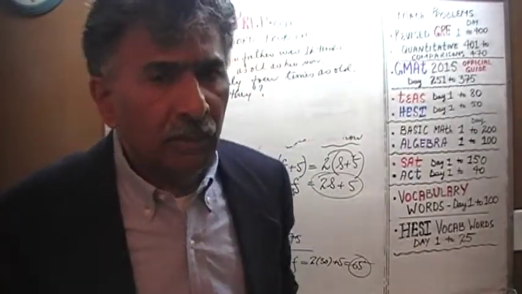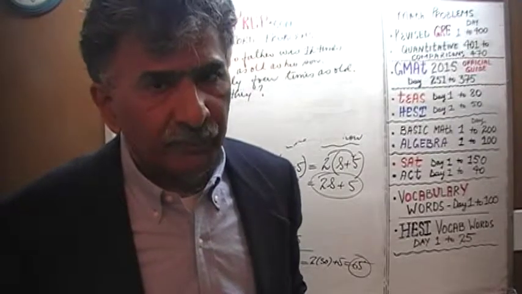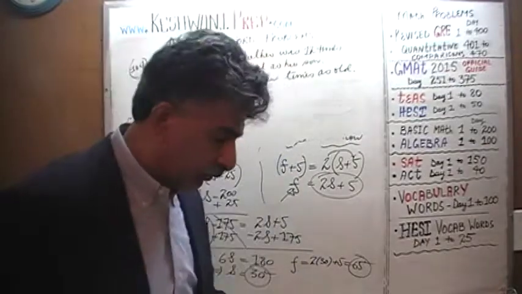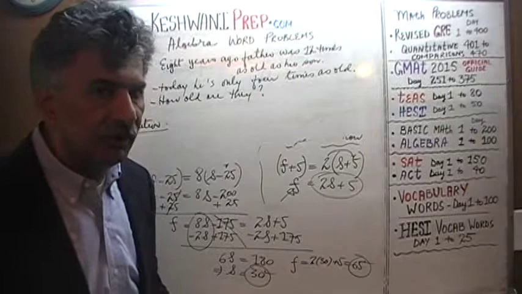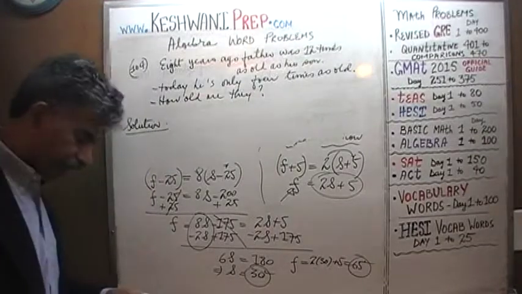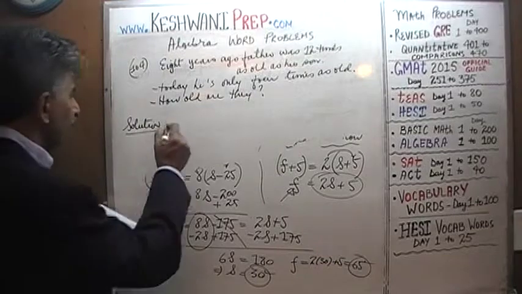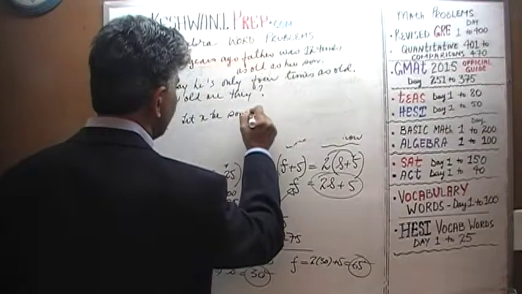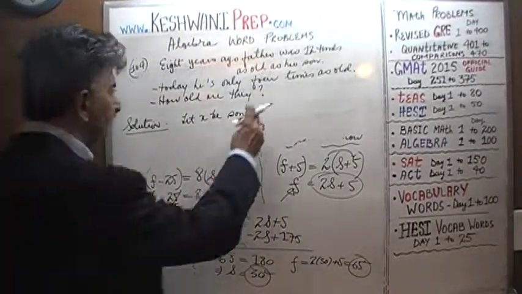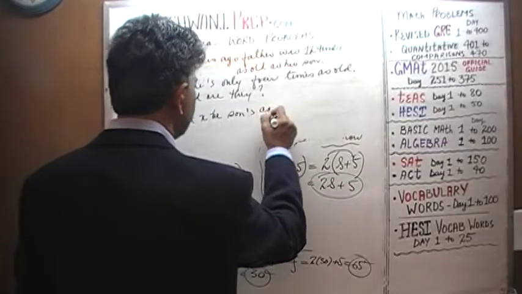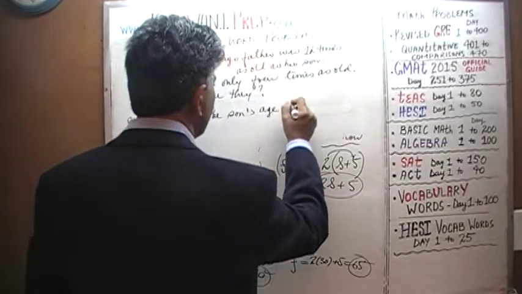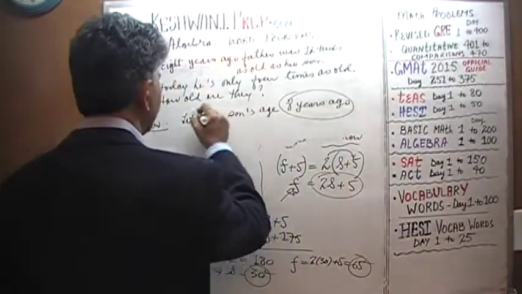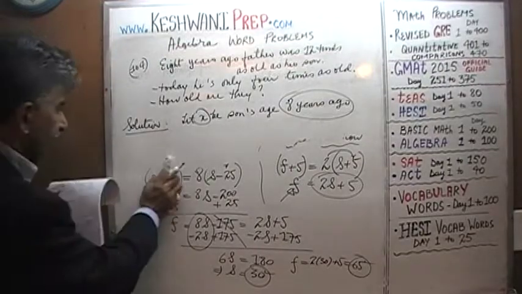Just to make things interesting, to show you how setting up differently has a different outcome, the equations look a little bit different. I'm going to show you here where we're going to use variables not from the current time period, but from 8 years ago. Let x be the son's age 8 years ago. Remember that. This is 8 years ago. He was x years old. Okay? Let's begin the story.